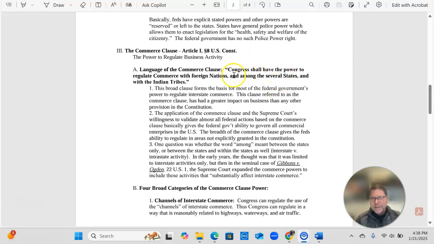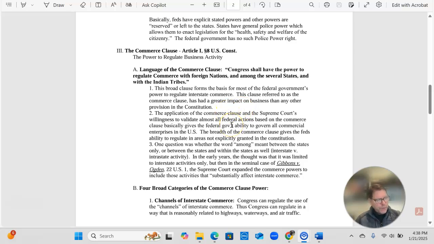Believe it or not, this is the article of the U.S. Constitution that is used by the federal government to create legislation at the federal level and apply it to the states and citizens within the state: this Commerce Clause power. So do they have the power to regulate? We need to analyze this Commerce Clause argument.